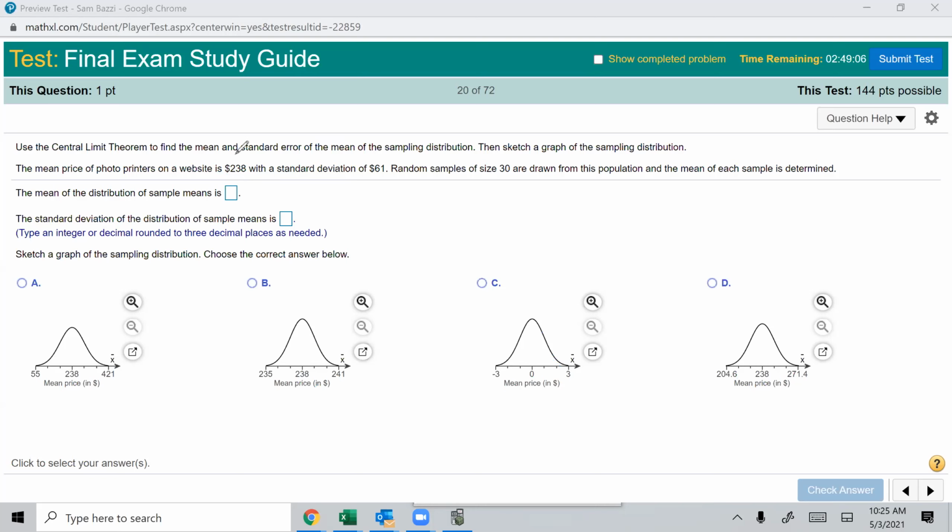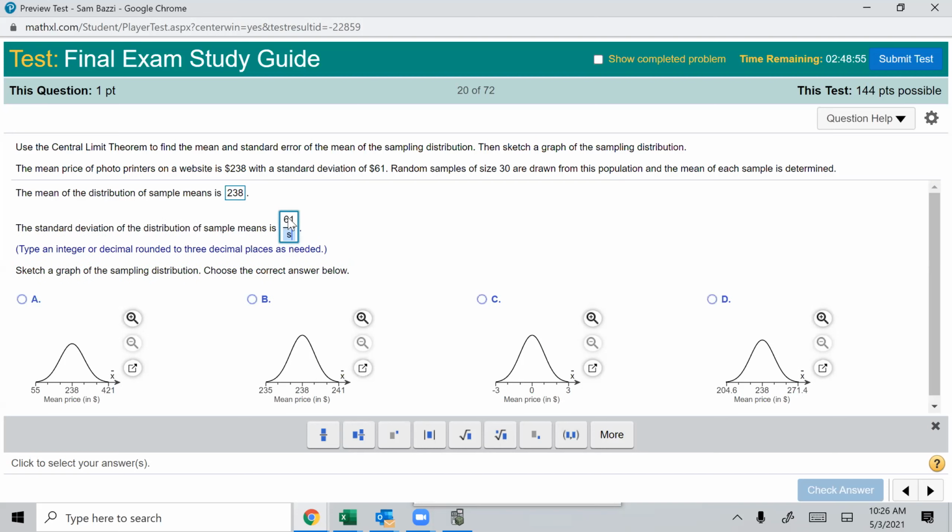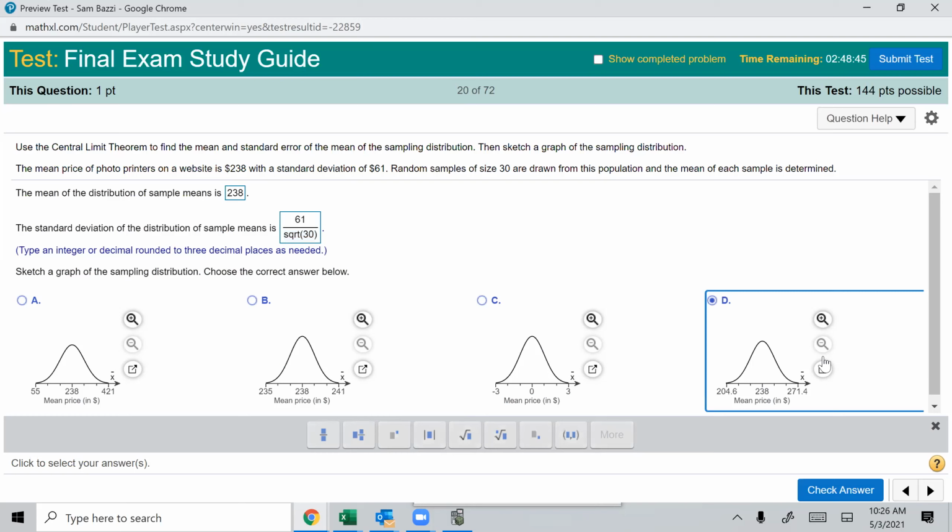So we need to provide an answer. So the system will allow 238. And we said the standard deviation will be 61 divided by square root of 30. And we selected this one.